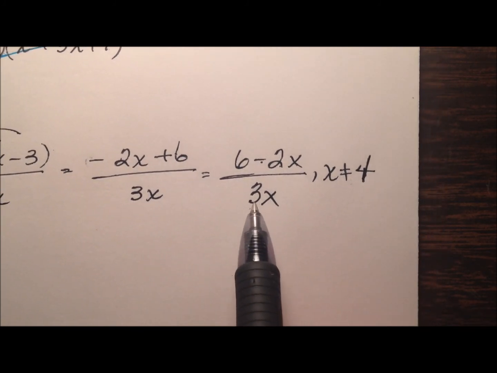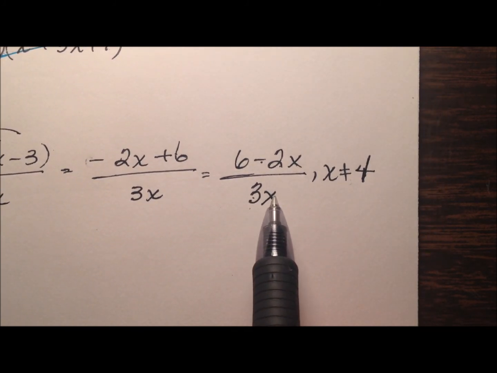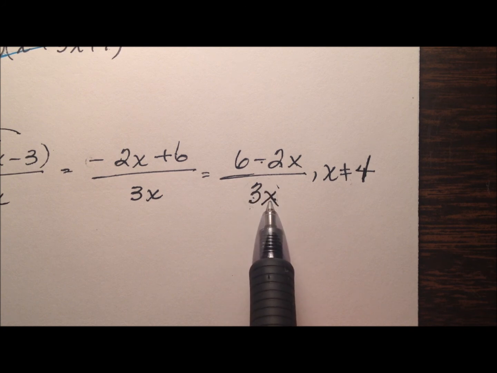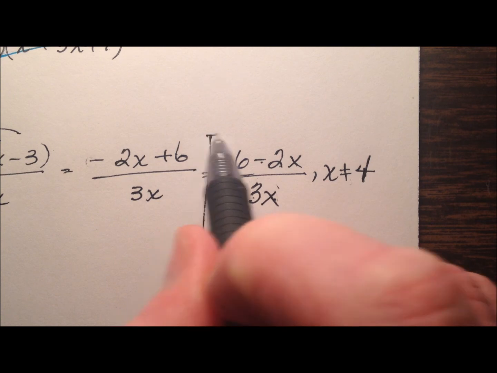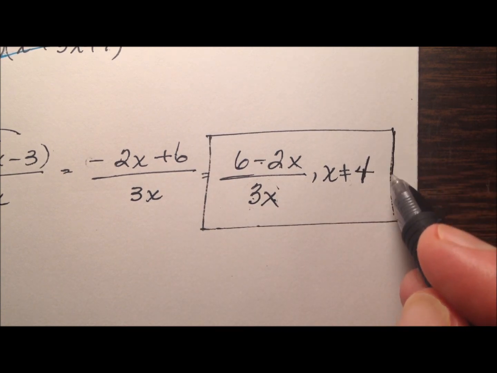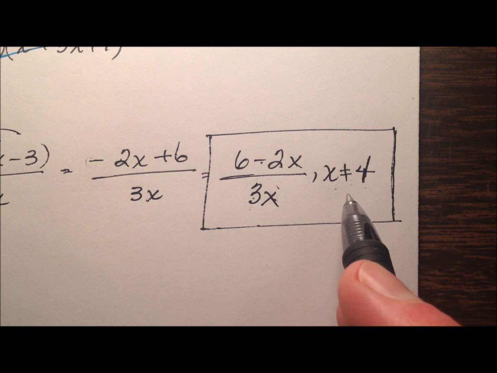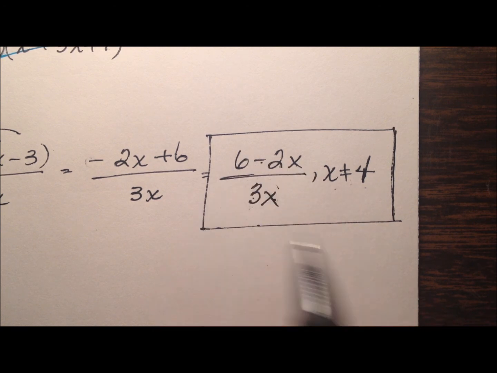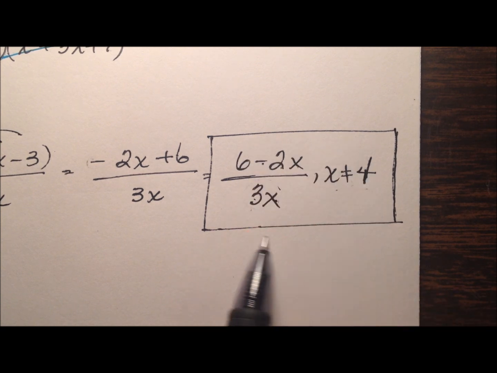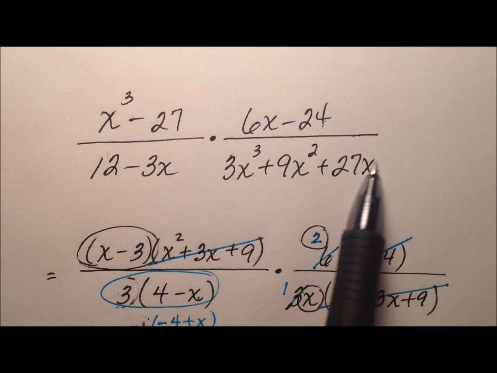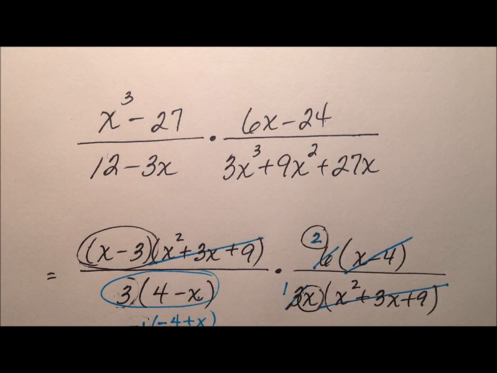Okay, and I have this 3x in the denominator, so I know that x can't be 0, but that didn't get canceled out. It's still present, so I can still see that. So I only need to make this stipulation here for any values of x that got canceled out that maybe aren't present right here. So what I have here, my final rational expression, and my original multiplication problem up here, these are going to be equivalent expressions.